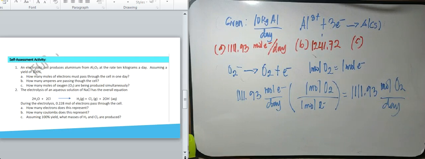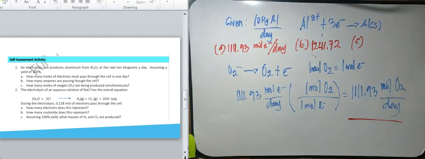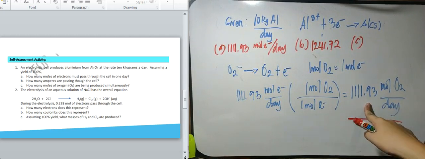So there. So moles oxygen is different from mole electron per day. And if we are asked to calculate for how many grams of oxygen is produced, so we just need to multiply this one by its molecular weight, which is 32, I should say.